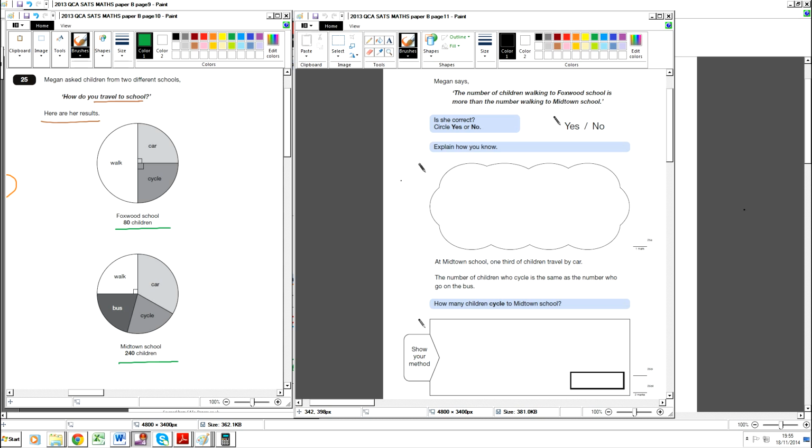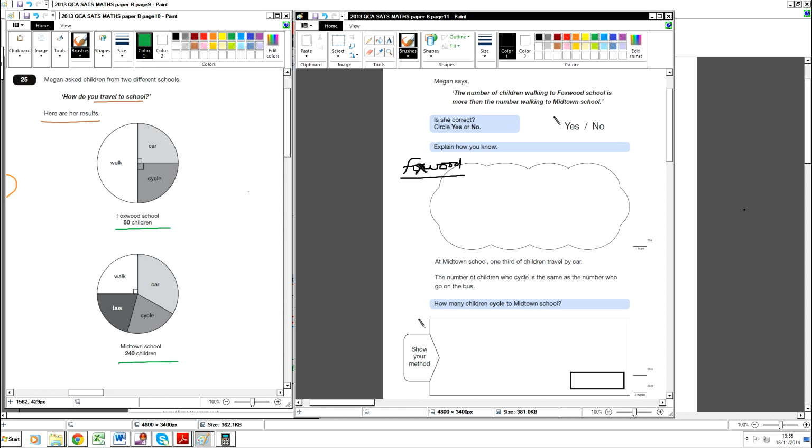Okay, now. Megan says the number of children walking to Foxwood School is more than the number walking to Midtown School. Walking, let's have a look. So walking is half of 80. Who got this far? Me. Okay, please don't try to chew the pens. We don't know how many other students have been chewing the same pen. It's not very healthy.